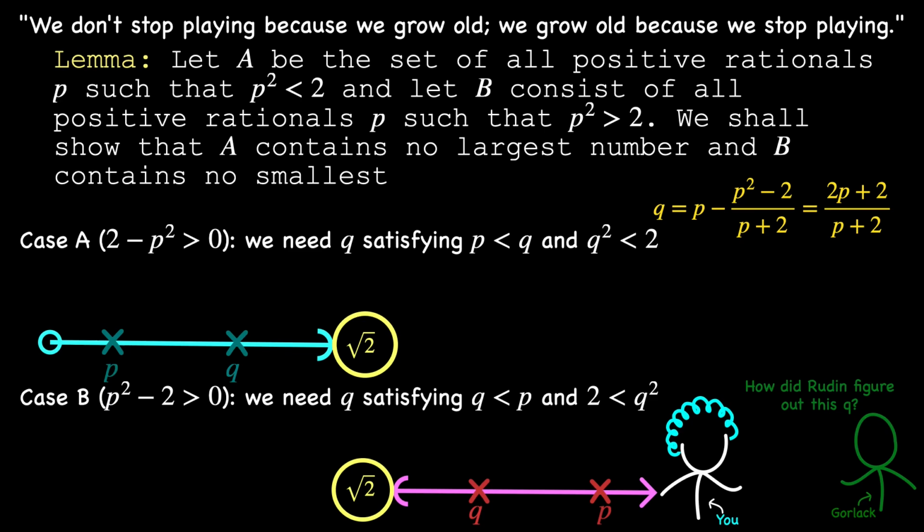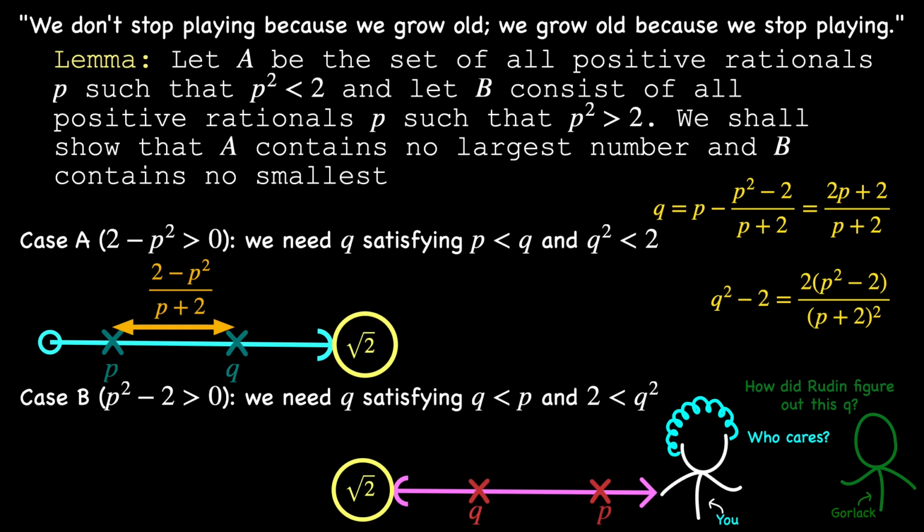Let's check first the case in which p squared is smaller than 2. Remember how we needed a q that lands a bit closer than our first attempt, where p squared is less than 2? Well, with Rudin's formula, we can see that q is basically our original fraction p with a tiny positive notch. This should definitely get us closer to the square root of 2. But there's another hurdle. We need to make sure q doesn't zoom right past our target, meaning q squared needs to be less than 2.